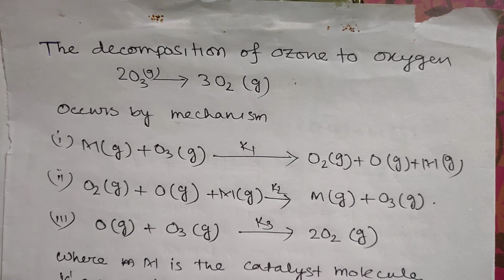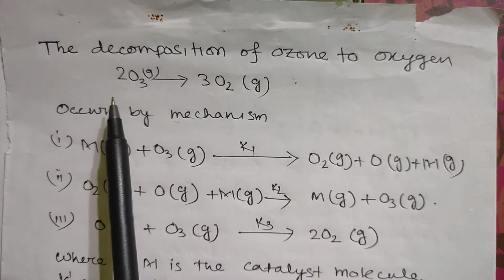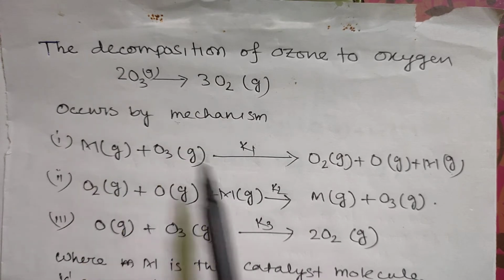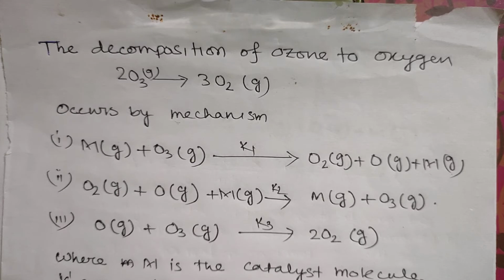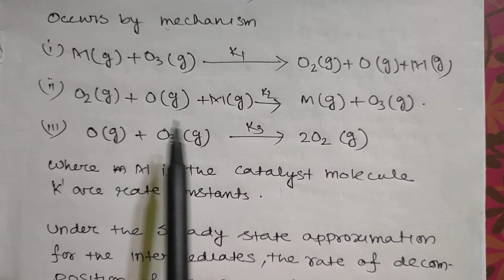So welcome guys. Today in this lecture I'll discuss two problems on steady state approximation. The first problem is the decomposition of ozone to oxygen, and here is the mechanism. This is a complex reaction as well as a catalyst reaction, and the aim is the catalyst. Here is the three-step mechanism.